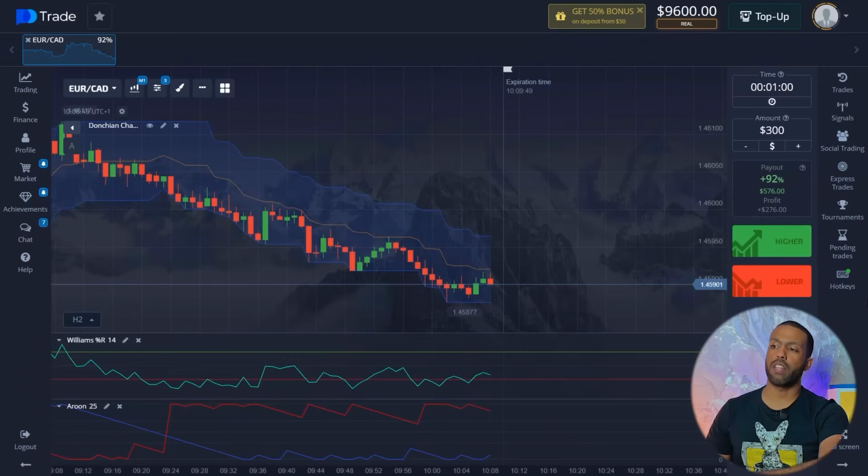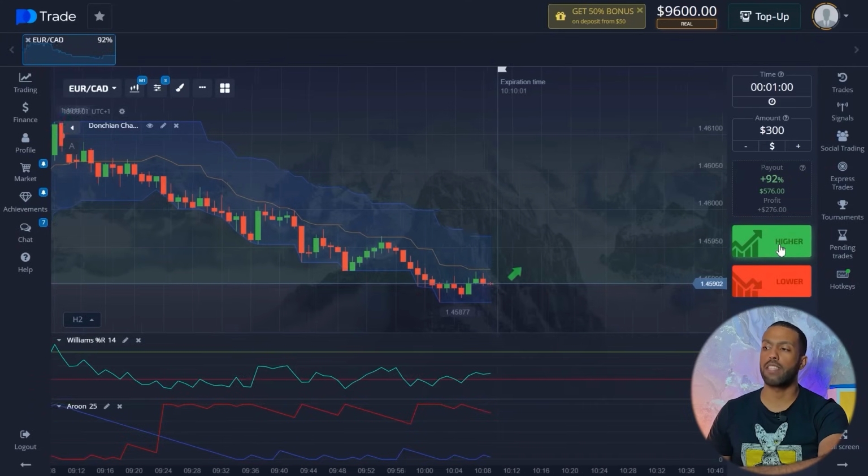Today I'll be trading on the currency pair, the euro and the Canadian dollar. And as always, using my three indicators, the Donchian channel, Williams R%, and the Aroon indicator. And the settings of the indicators are set to standard.